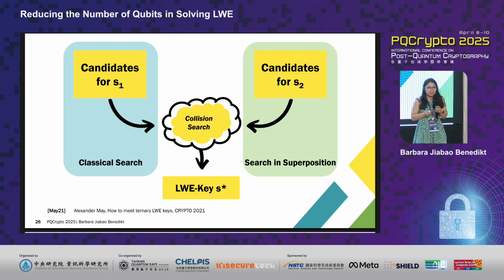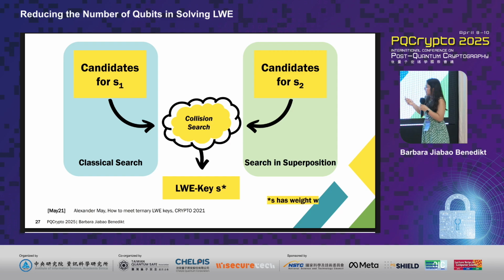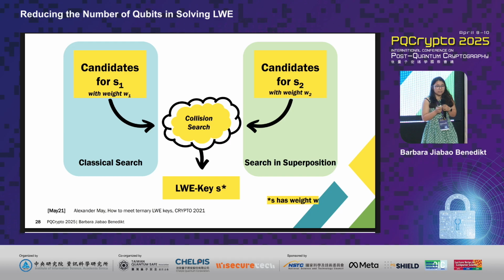Remember that we are not looking at the general ternary LWE problem. We have this further parameter W given. So this was the number of +1 and -1 entries of S. And so far, I also didn't tell you how Mai is sampling candidates for S1 and S2. But what is important to mention is that in his algorithm, S1 and S2 also have specified numbers of +1 and -1 entries. And indeed, it makes a difference for amplitude amplification if we already know the weights.